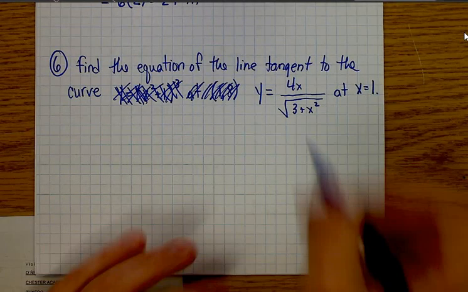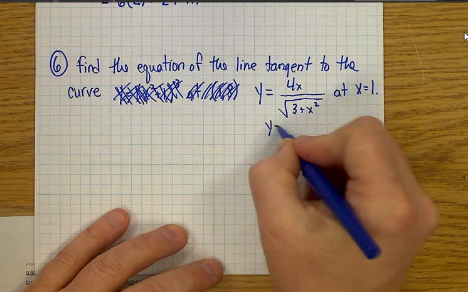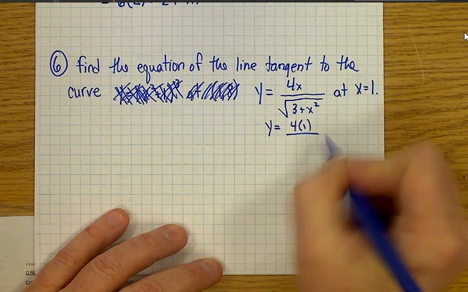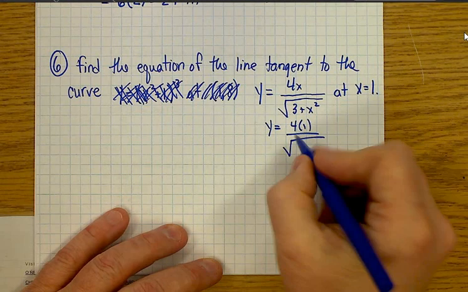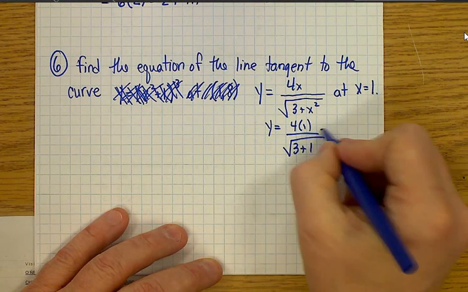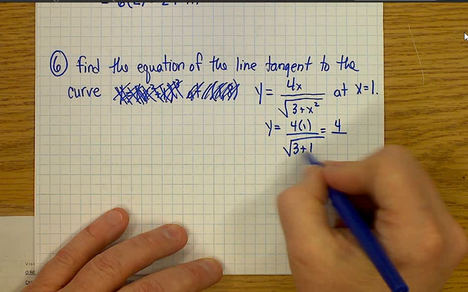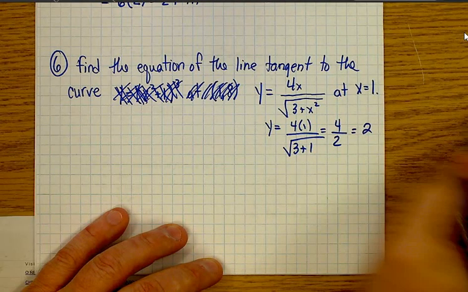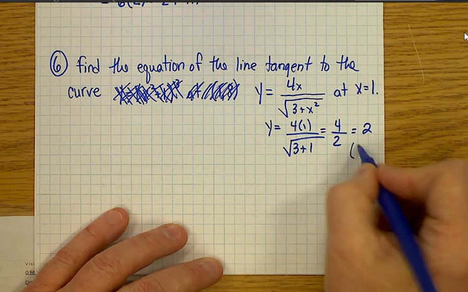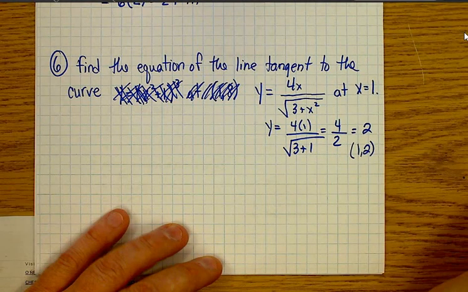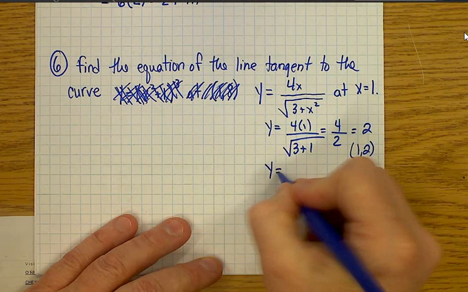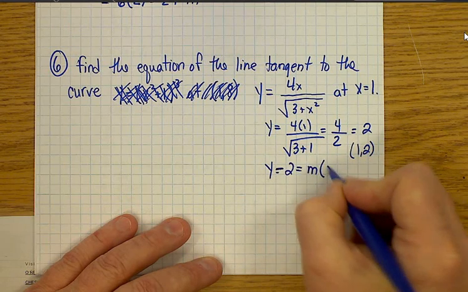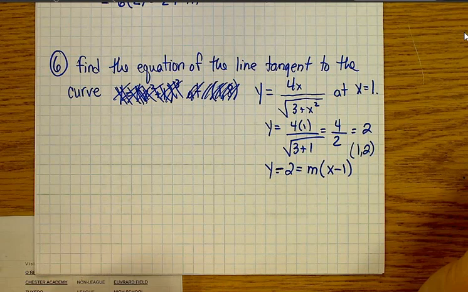So I'm going to go with y is equal to, I'm going to plug the 1 in, so 4 times 1 divided by the square root of 3 plus 1. So this is 4 over, 3 plus 1 is 4, square root of 4 is 2, so I'm going to get 2. So the point of tangency is going to be (1, 2), so y minus 2 is going to equal m times x minus 1, because again we're looking for the line tangent to the curve, so that's what I'm going to come back to.